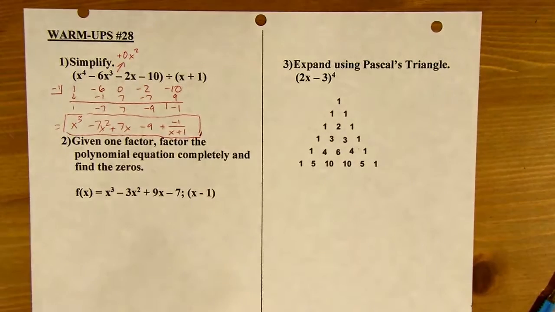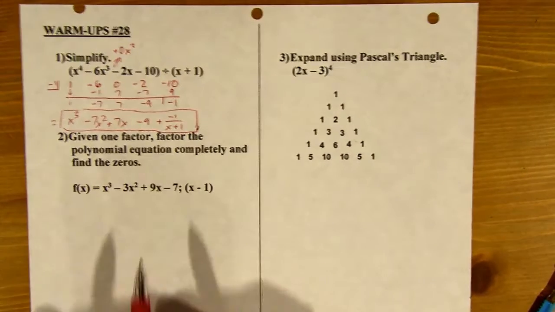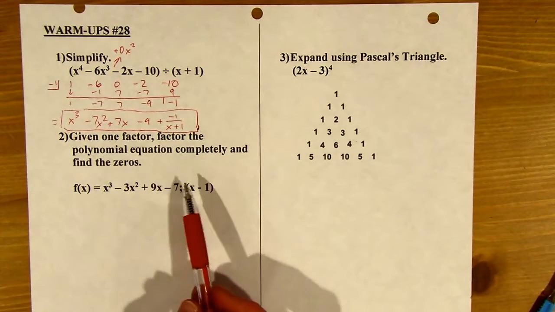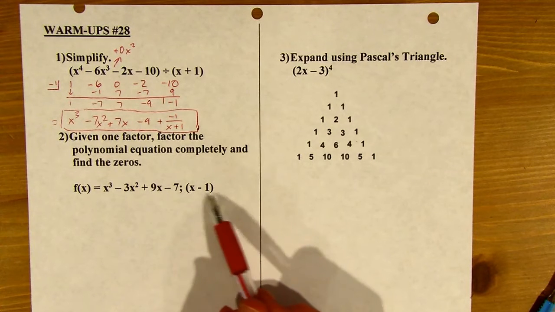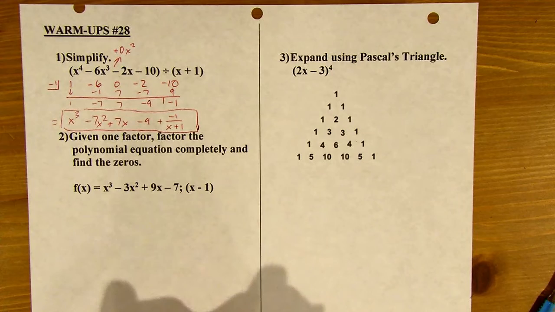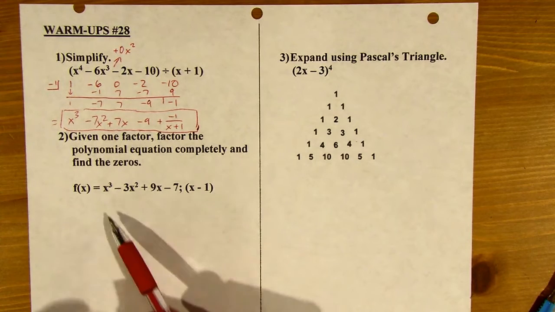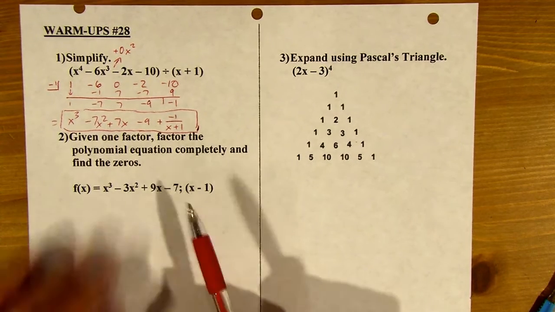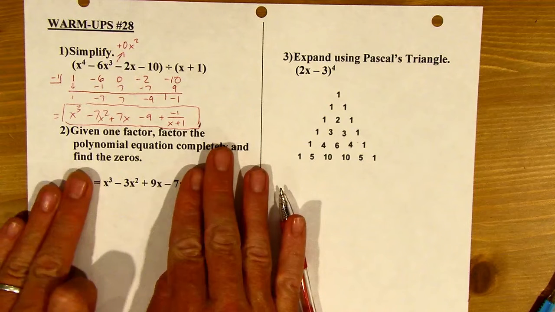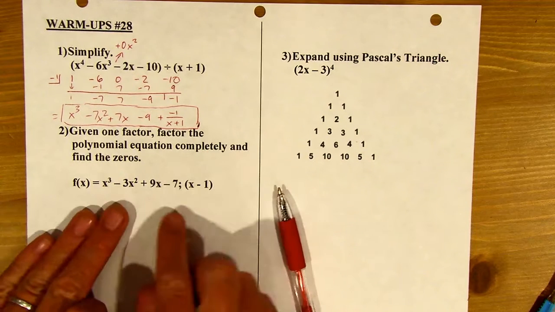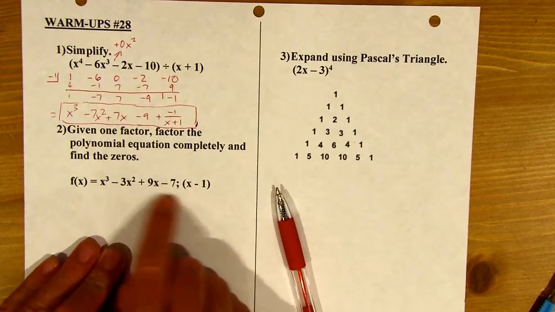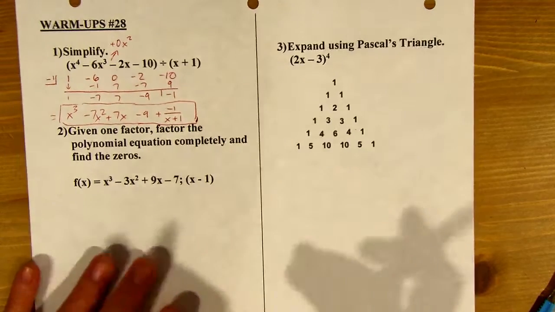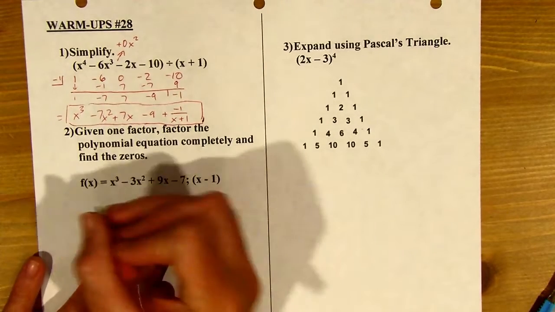Okay. All right. So next up, this says, given one factor, factor the polynomial completely and find the zero. So they're telling us x minus 1 is a factor of this larger polynomial. You could try factoring this by grouping, but it's not going to work. So what I'm going to do is just divide out x minus 1 and see what's left from this when I divide it out. Okay? So I'm going to do that with synthetic division again.